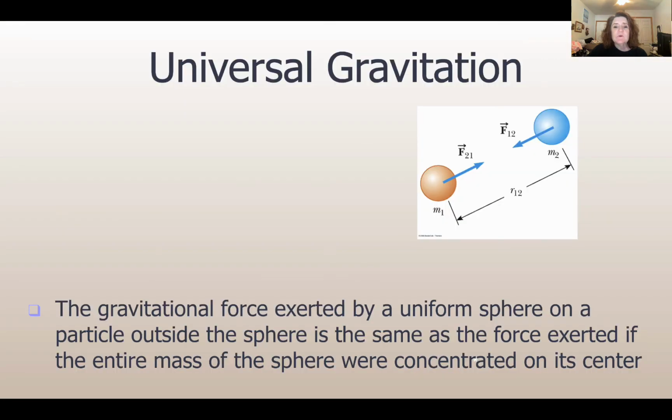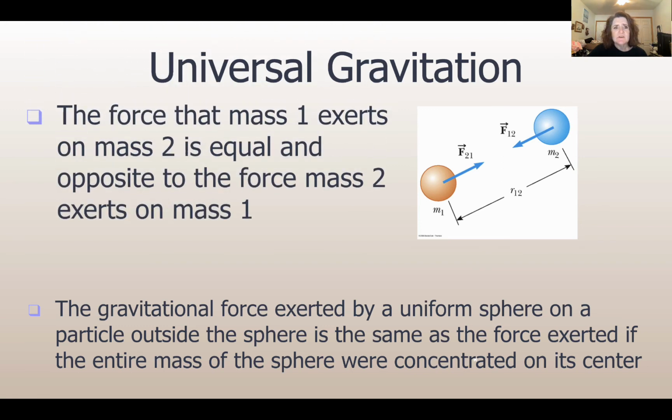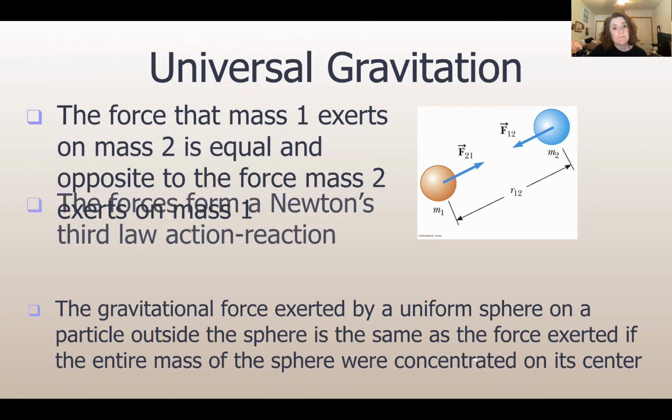The gravitational force exerted by a uniform sphere on a particle outside the sphere is the same as the force exerted if the entire mass of the sphere were concentrated in its center. So the force acts on the center just the same as it does on the surface.